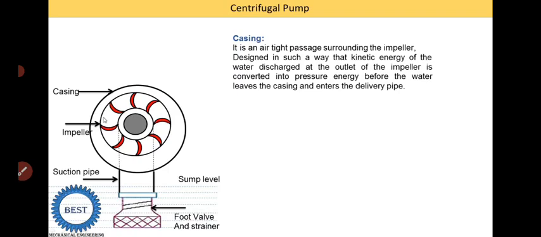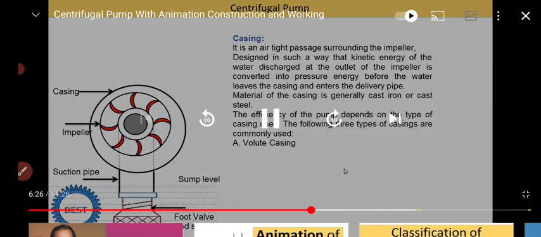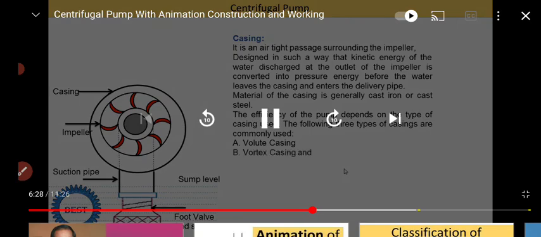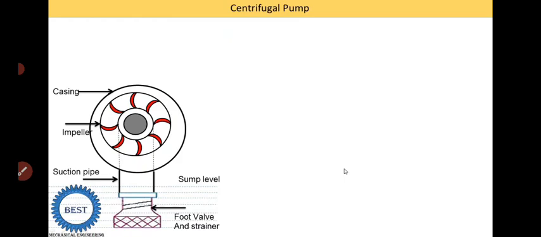So what is the function of the casing? To convert the kinetic energy of the water into pressure energy. The material of this casing is generally cast iron or cast steel. The efficiency of the pump depends on the type of casing used. The following three types of casings are commonly used: first is the volute casing, second is the vortex casing, and the third one is the casing with guide blades.